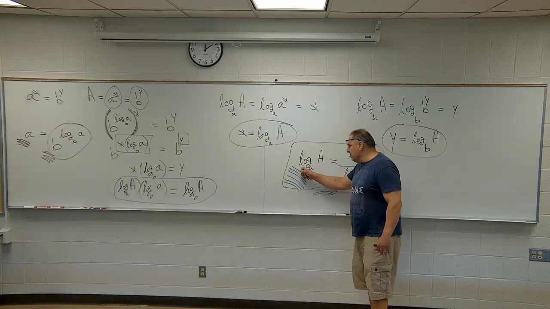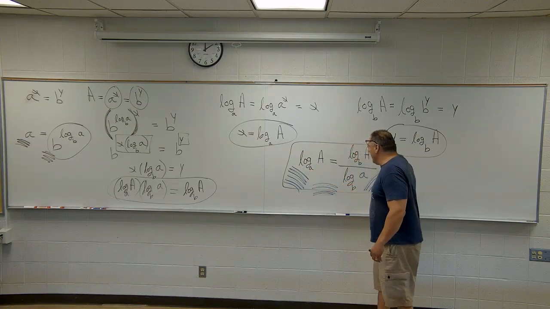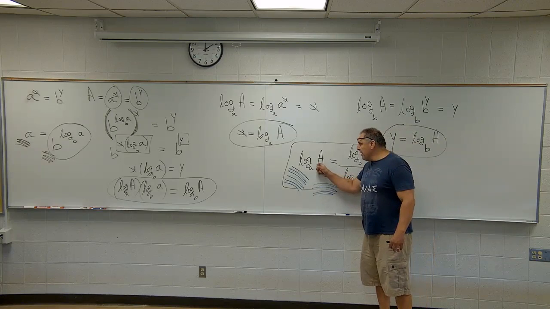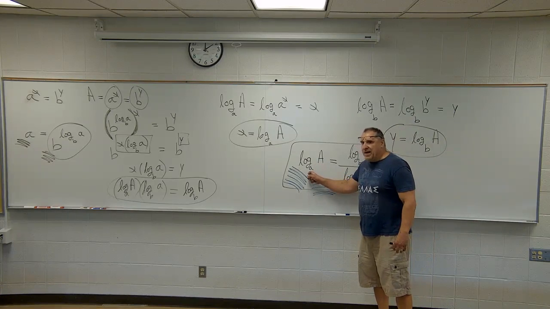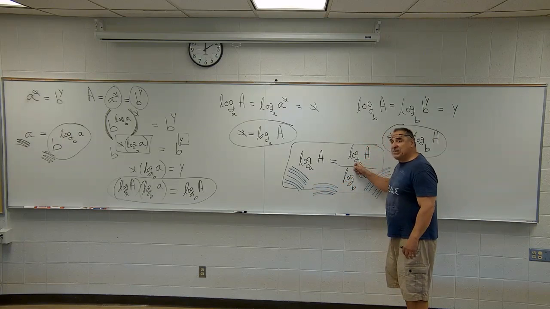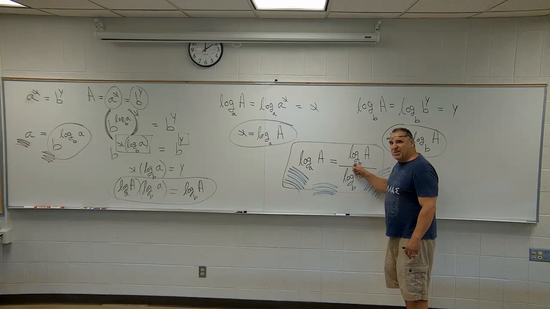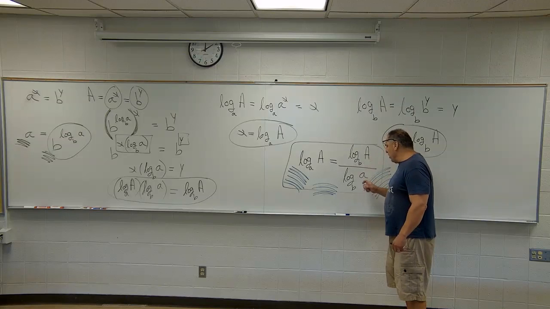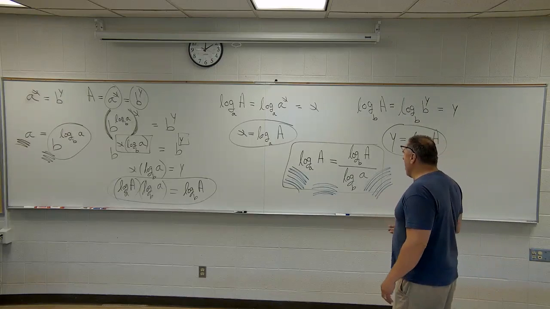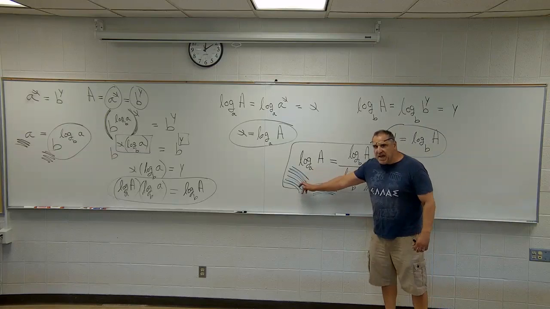If I want to find the logarithm of a number, capital A, base small a, but base small a is kind of tough to deal with, then I'll find the logarithm of that number, capital A, to a base B, which is an easier base to deal with, and I'll divide it by the logarithm of small a to that same base B. And that's how you convert with the bases. If I want to go from base B to base A, this is what I'm doing.